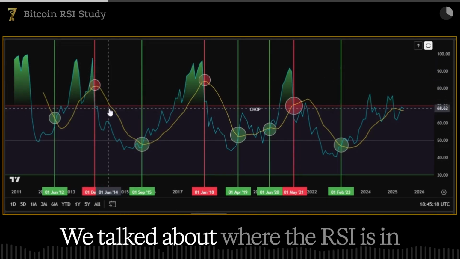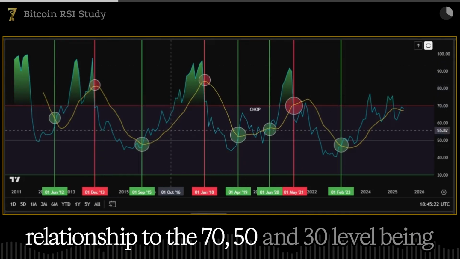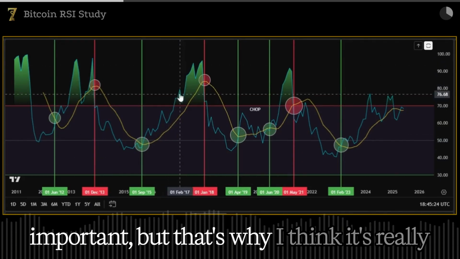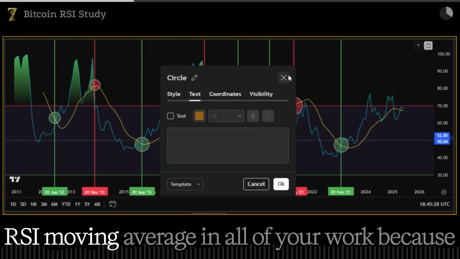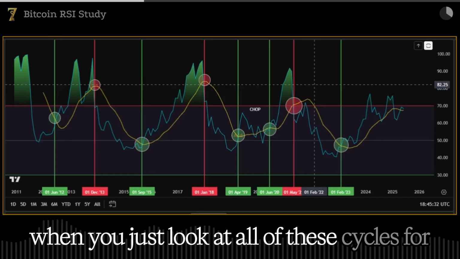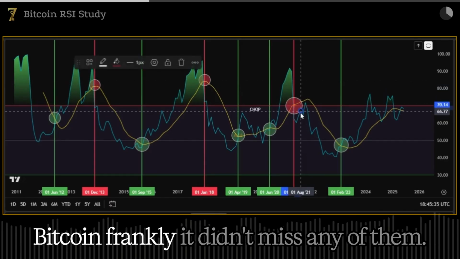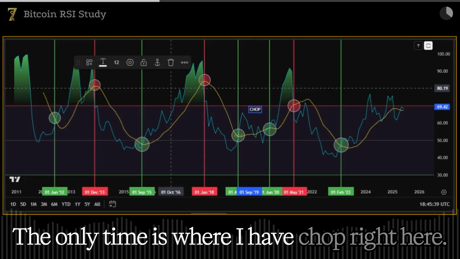Okay, we talked about where the RSI is in relationship to the 70, 50, and 30 level being important, but that's why I think it's really critically important that you incorporate an RSI moving average in all of your work, because when you just look at all of these cycles for Bitcoin, frankly, it didn't miss any of them. The only time is where I have chop right here.